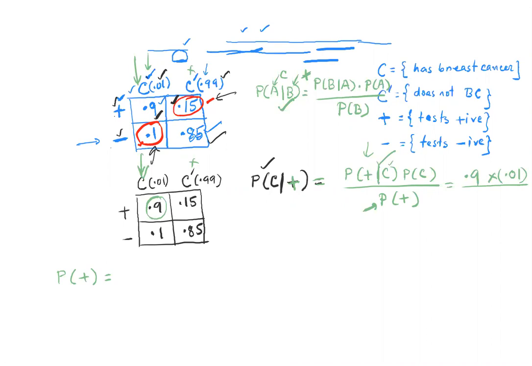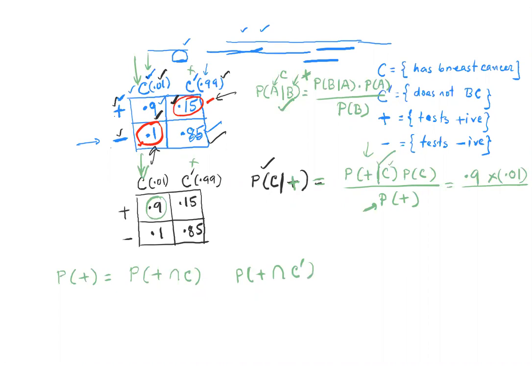How can you test positive? Two ways that could happen. You can test positive and you have cancer, that means you do have it. Or you could test positive and you do not have cancer. And these are the only two ways that could happen.